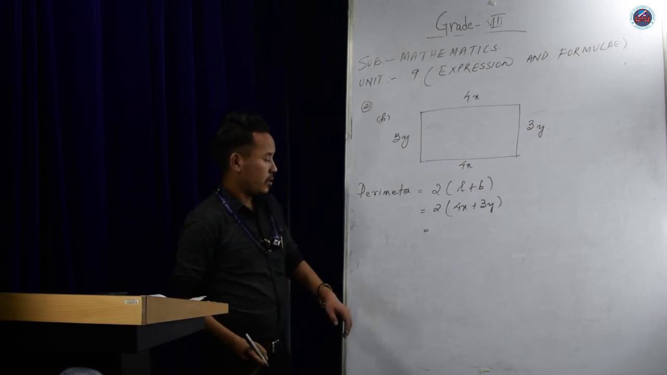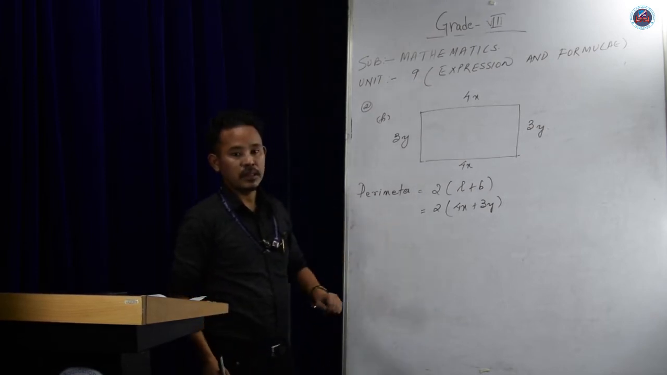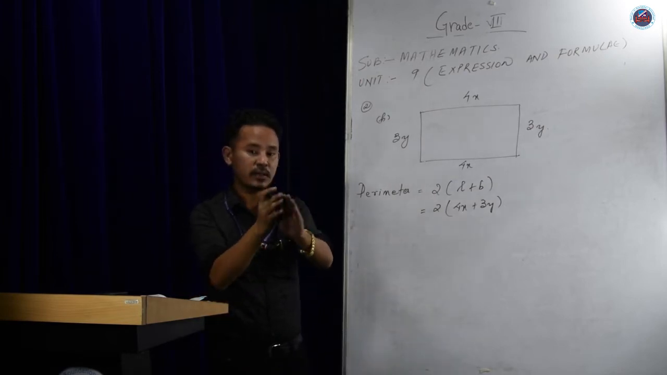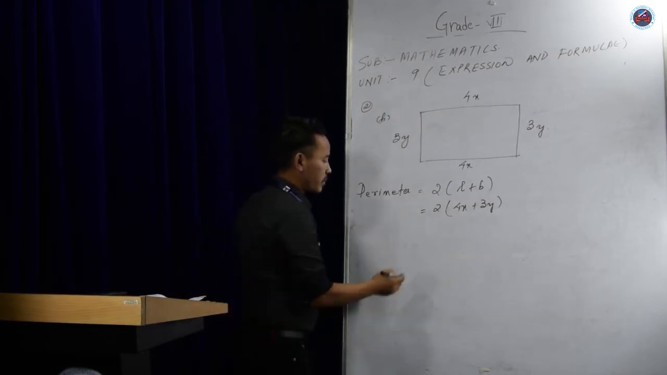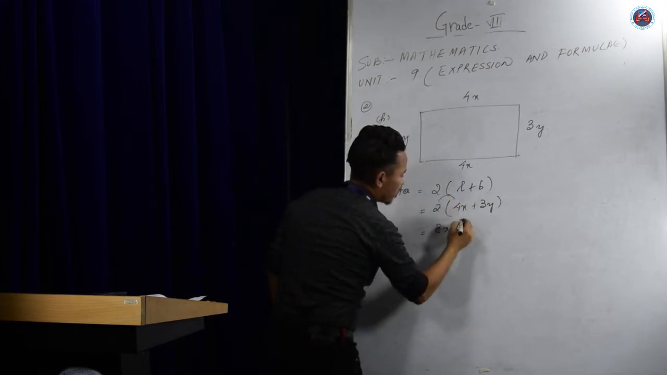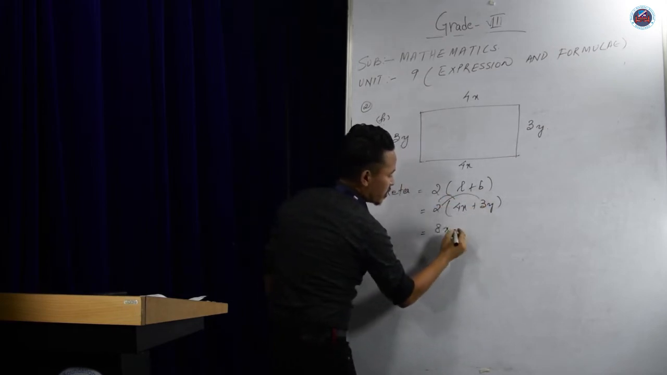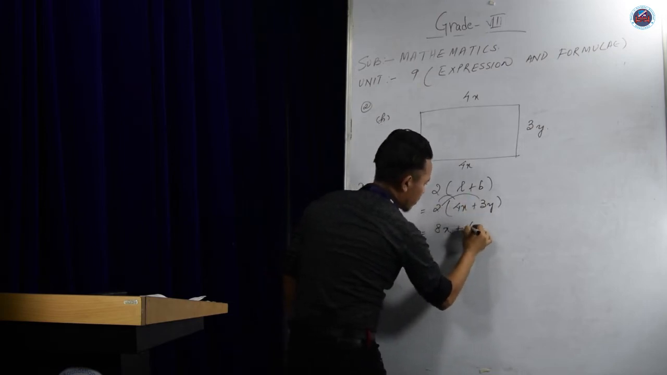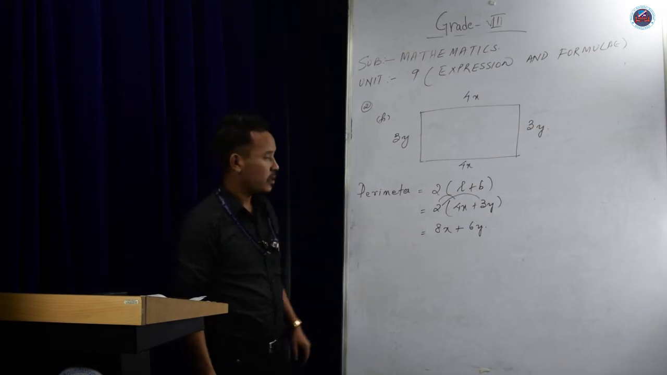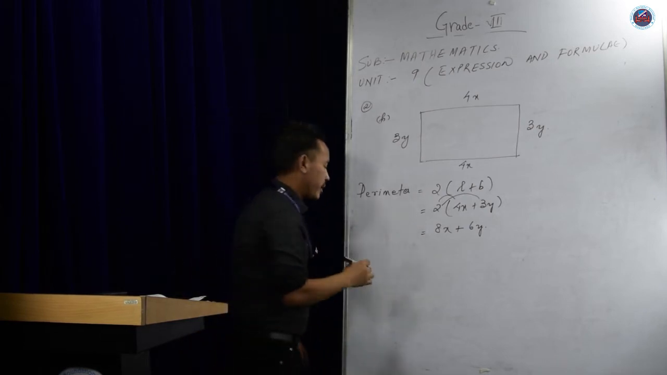Now, you can stop here also. It doesn't matter. That's also correct. But if you would like to express it more, then you can expand it. 2 into 4 gives us 8x, addition is here, plus 2 into 3 gives us 6y. So that is our perimeter. Now moving on to area.